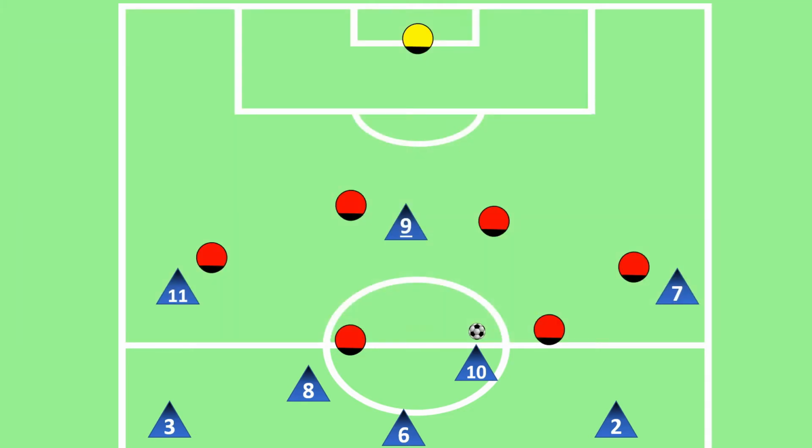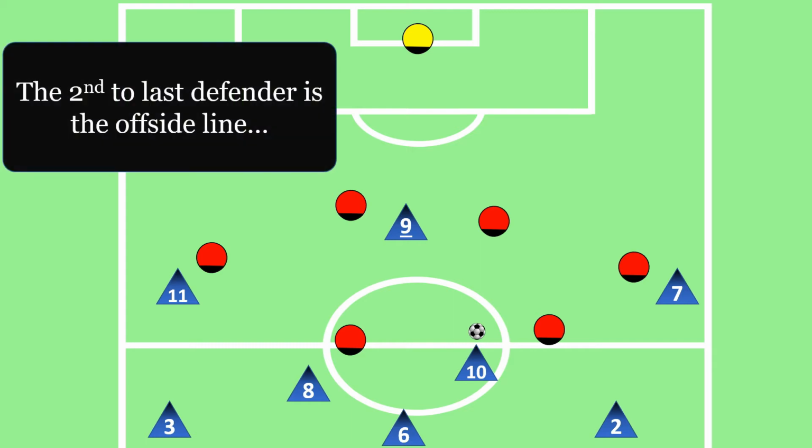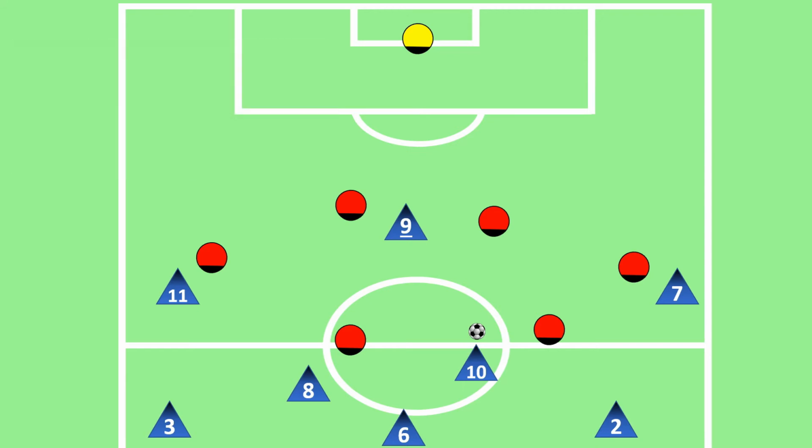Once we're in the opponent's half, we need to identify the offside line, which is usually the second to last defender. What that means, the last defender is the defender that's closest to the goal line, and usually that's the goalkeeper. The second to last defender is the next closest defender to the goal line, usually a center back. The second to last defender is the offside line. It's an imaginary line that runs the length of the field. If you cross that line, you're in an offside position.